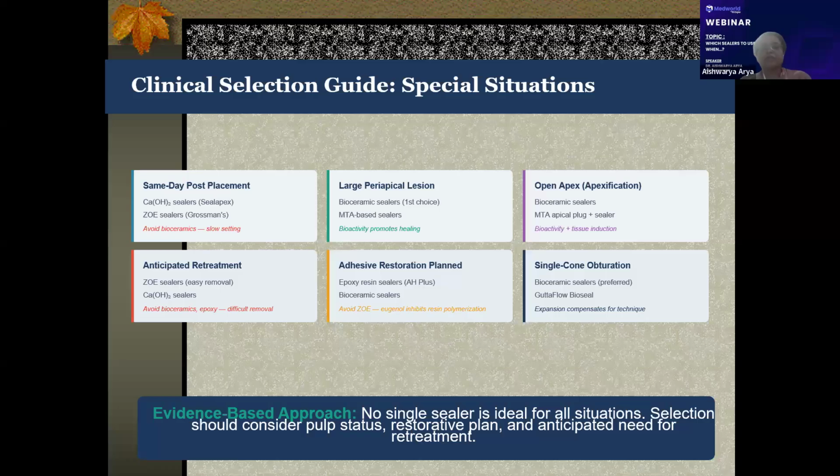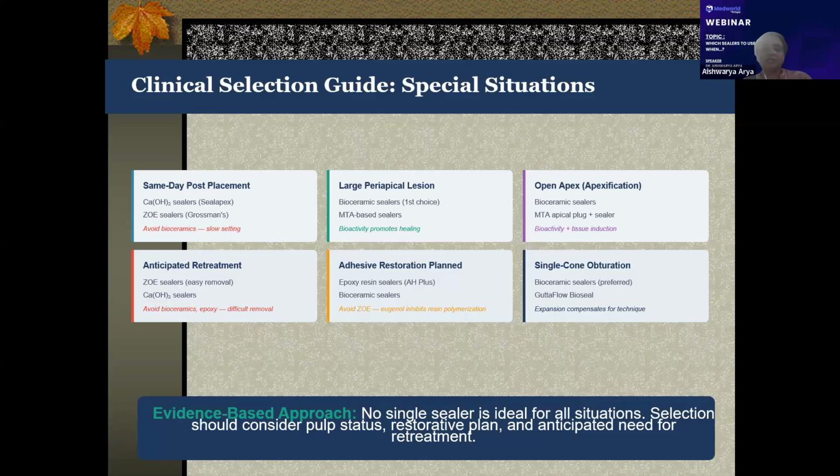Now, clinical consideration depending upon special situations. The first thing is same day post placement. If you have to place the post on the same day, you can go for calcium hydroxide sealers or zinc oxide sealers rather than bioceramic sealers, because bioceramic sealers have a very slow setting time. So you have to avoid bioceramics and go with calcium hydroxide or zinc oxide.